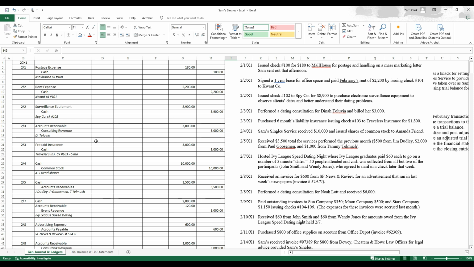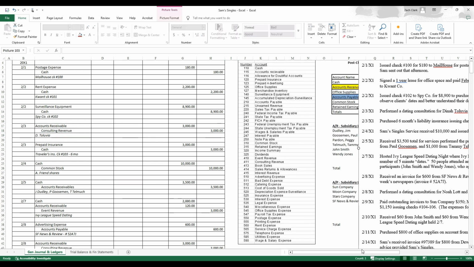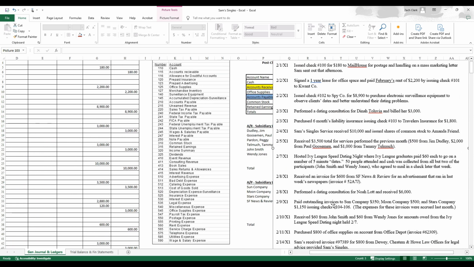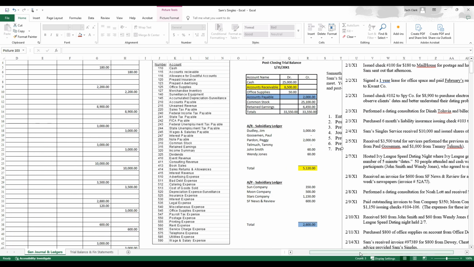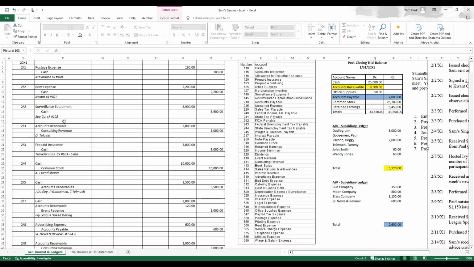ooh, you know what? Did I put this one in? Oh, I think I forgot to put that in. Okay, so sorry, I missed one. Let's make sure our AR subledger is balanced up for this one as well. We had accounts receivable for D.